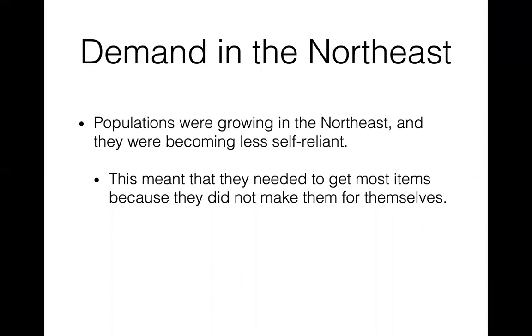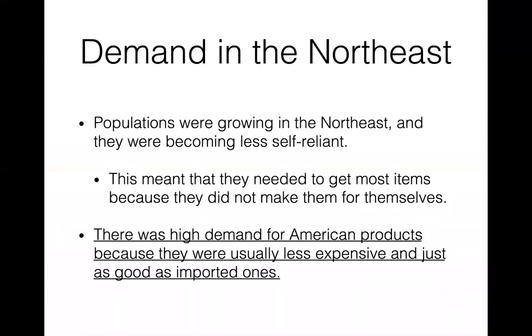So they need a lot of items from elsewhere, and they didn't make any of these items themselves. So there was a really high demand for American products, both inside of the United States and outside, because it was actually found that most American companies were producing really good stuff. We were producing things that were just as good as what you could get in England, but a lot cheaper because you didn't have to pay the transportation costs. And so American products, if you could make it, you could usually sell it to somebody.